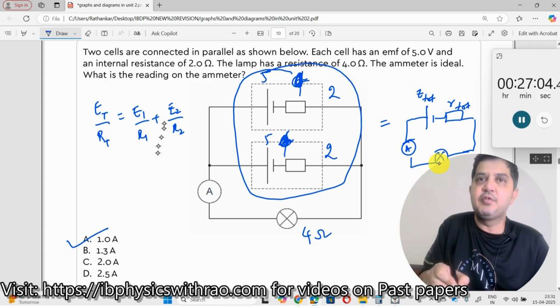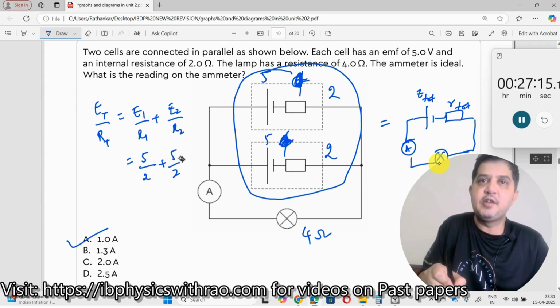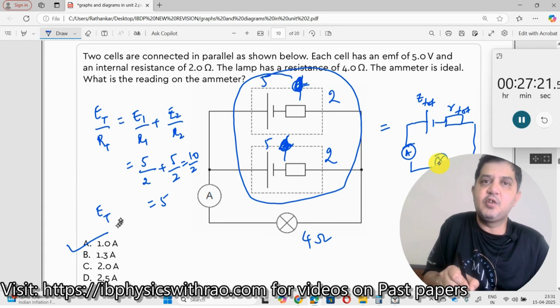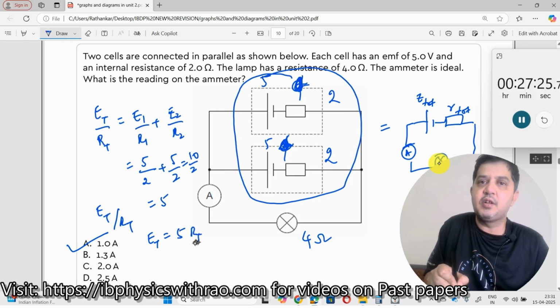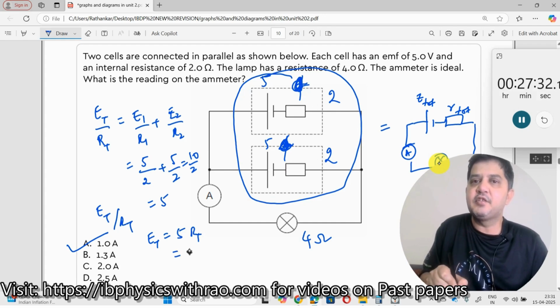So what I am going to do is E1, I will solve this: 5 by 2 plus 5 by 2. Because positives are being joined, they are in the same direction. So this will be 5 by 2 plus 5 by 2, which is 10 by 2, which should be equal to 5. Thus E total divided by R total is 5. What is R total? 2 ohms and 2 ohms parallel to each other. What will this be? This will be 1 ohm, right? So E total should be 5 multiplied by 1, which is equal to 5.